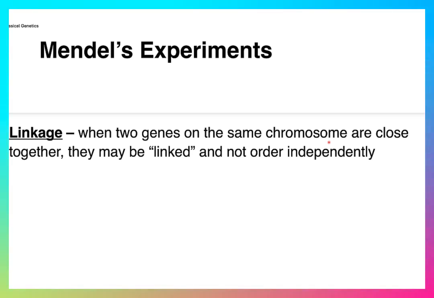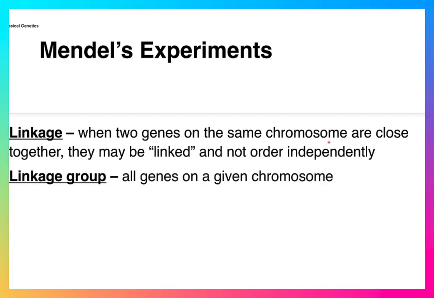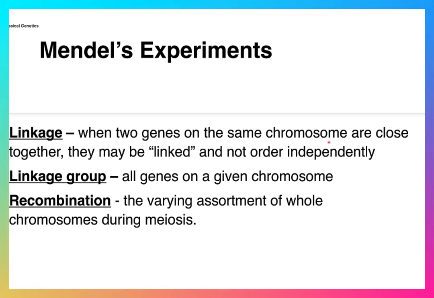assortment is in play, but understand that there is a phenomenon known as linkage. A linkage group is any genes that are close enough together that they could be linked, and they have to be on the same chromosome for that to happen. And sometimes something called recombination occurs, which is when there's an assortment of whole chromosomes during meiosis.